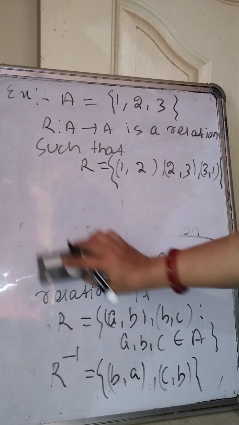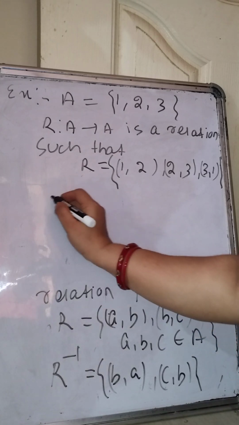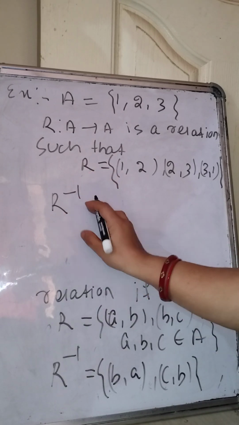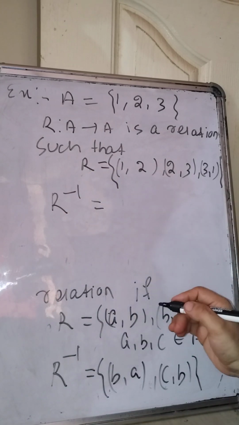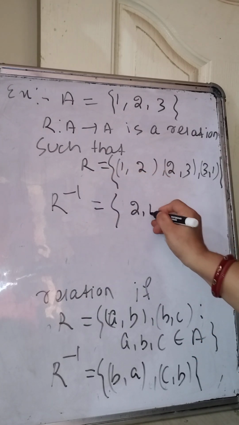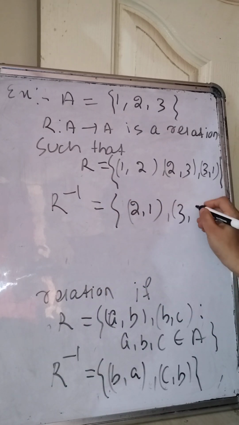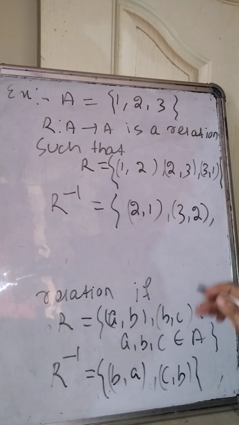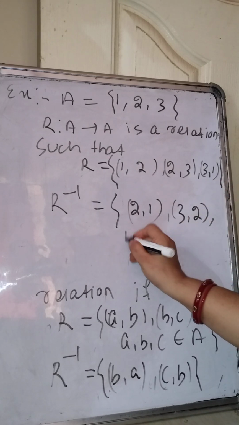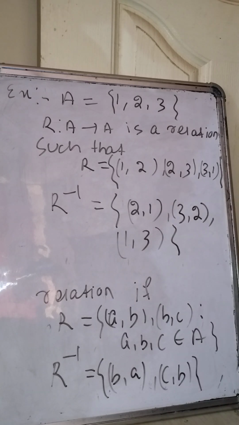Then if you are finding R inverse, the inverse of the relation R is denoted by R inverse. So it will take the ordered pairs: if (1, 2) is present in R, then (2, 1) will be present in R inverse. Similarly for (2, 3), the ordered pair (3, 2) will be in R inverse, and for (3, 1) it will be (1, 3) in R inverse. So all these are different types of relations we discussed through examples.